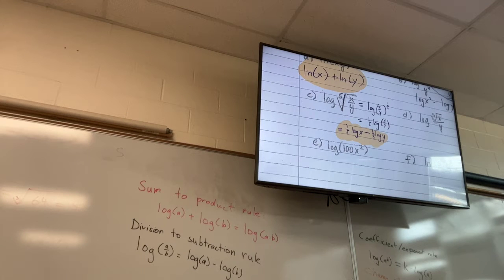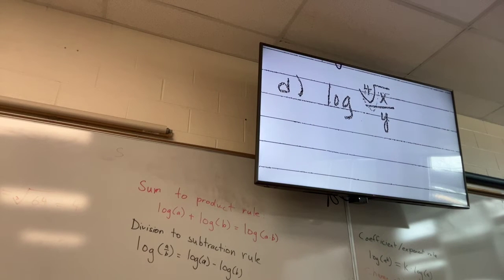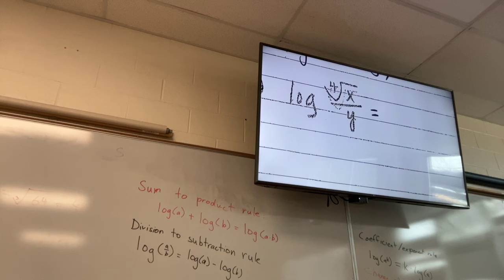Can I do part D? Part D. We want to change that check mark with a 4, that 4th root, to a what? 1/4. Yeah, you want to change it to a 1/4. It's easier to work with exponents here.